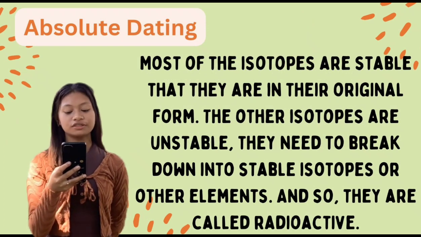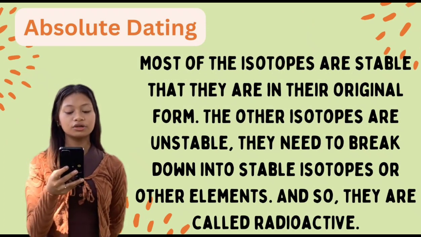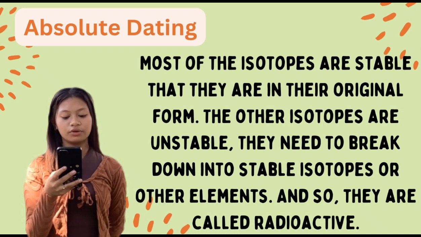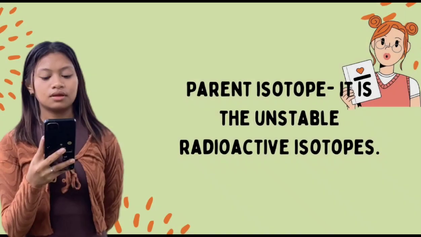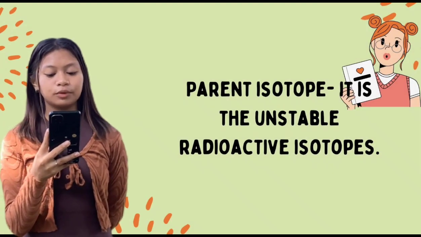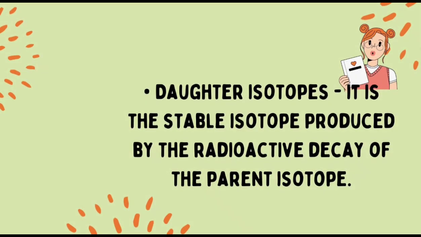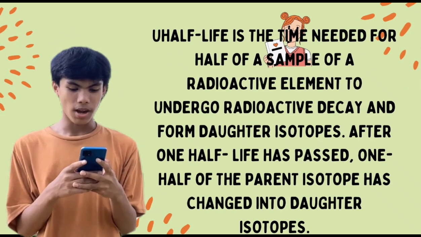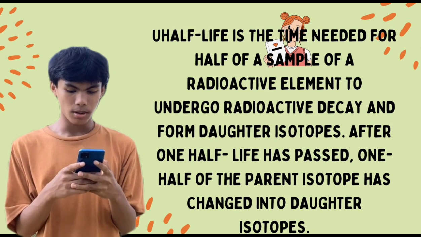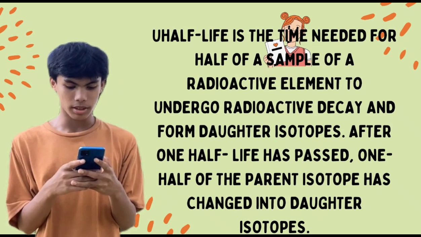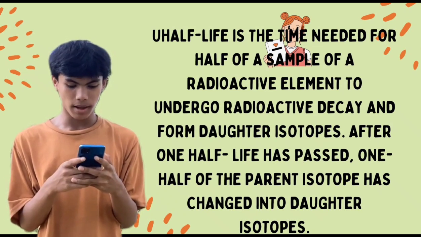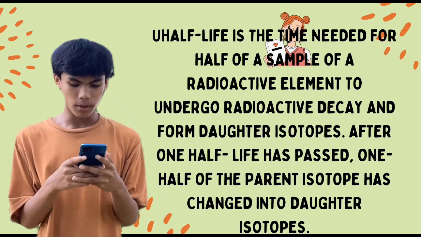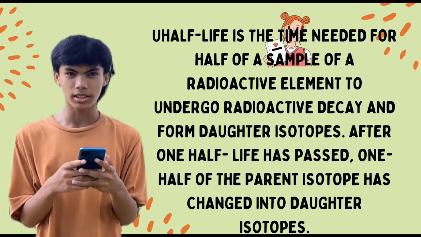Most of the isotopes are stable if they are in their original form. The other isotopes are unstable. We need to separate the stable aspects from other elements. Parent isotope: it is the non-stable radioactive isotope. Daughter isotope: it is a stable isotope produced by the radioactive decay of the parent isotope. Half-life is the time for half of the radioactive parent isotope to undergo radioactive decay into the daughter isotope. After one half-life has passed, one half of the parent isotope has changed into daughter isotope.